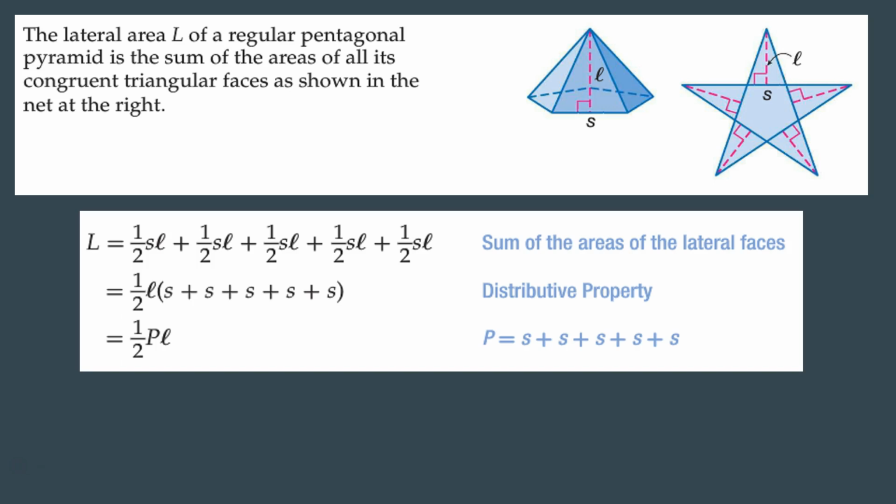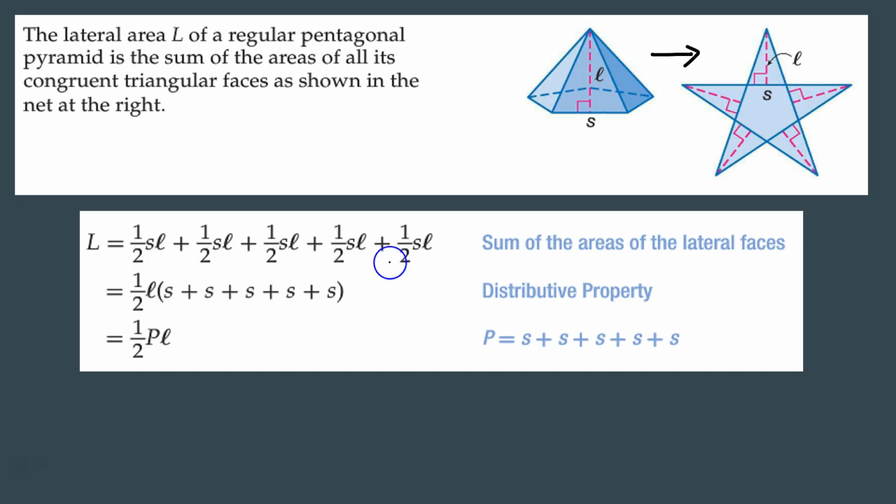The lateral area L of a regular pentagonal pyramid is the sum of all its congruent triangular faces, as shown in the net on the right. So here we have our regular pentagonal pyramid, which means we have 5 sides around. And to the right, it's the same figure, but it's actually shown opened up. So here you can see the heights and the altitude, and it's a lot easier to see the area of the regular pentagonal pyramid.